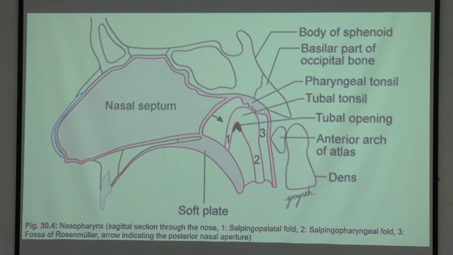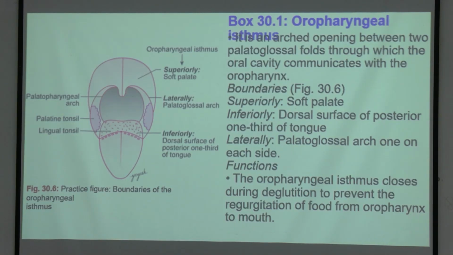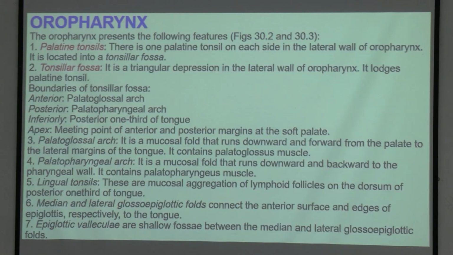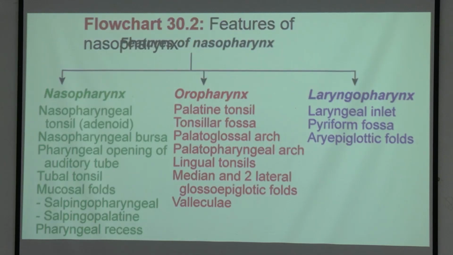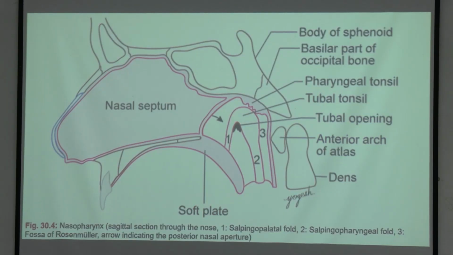And also we can get another tonsil over the posterior one third of the tongue. Okay, some tonsil, this is the lingual tonsil, this is the palatine tonsil. So there are so many tonsils and they form a ring-like structure which is called Waldeyer's ring.